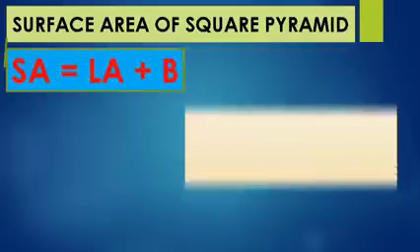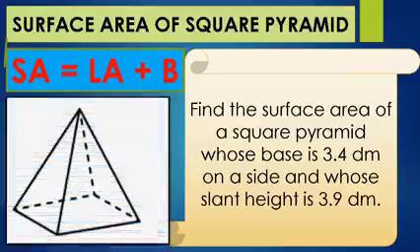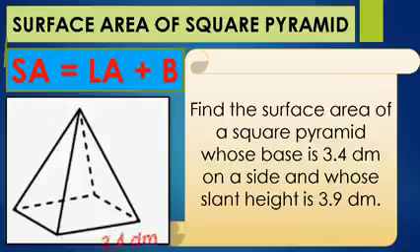Another example is here. So find the surface area of a square pyramid whose base is 3.4 decimeters on a side and whose slant height is 3.9 decimeters. So the sketch goes like this. Again, so our base is 3.4 decimeters on the side, and our slant height is equivalent to 3.9 decimeters.